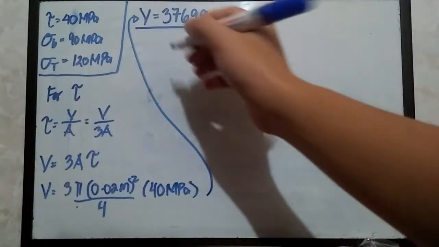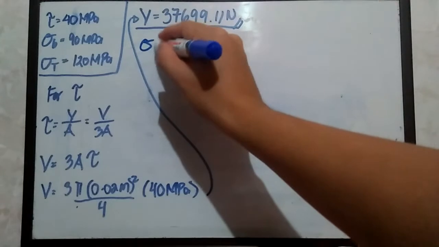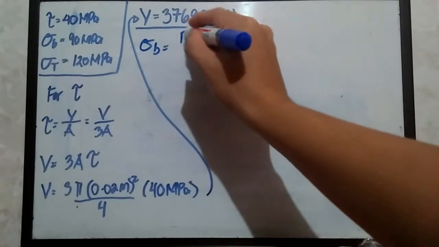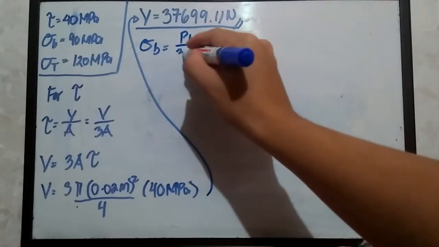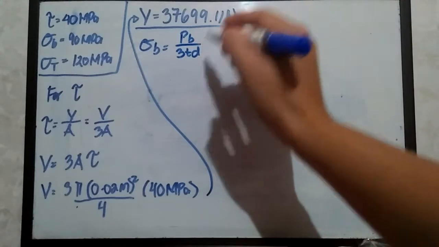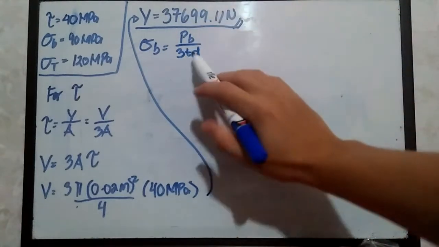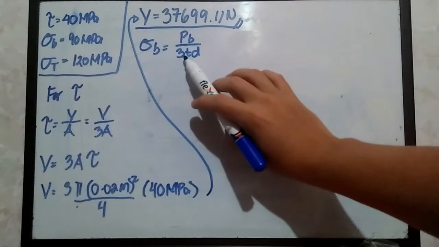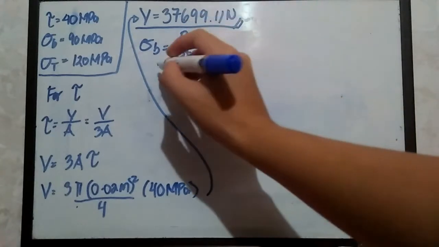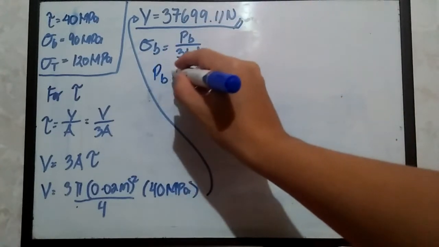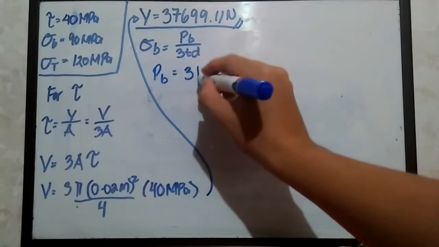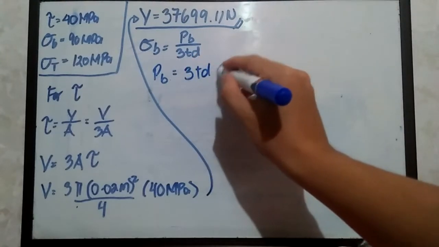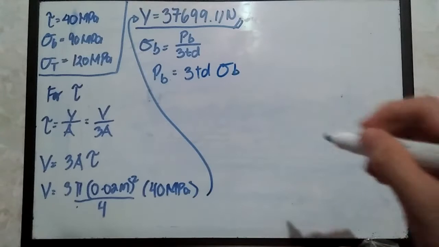Next would be for the bearing. Okay, applied bearing load. So sigma sub B is basically P sub B over 3 TD, because we have three rivets. That's why we have a denominator of 3 over here. Solving for P sub B, just simple, 3 TD multiplied by sigma sub B.